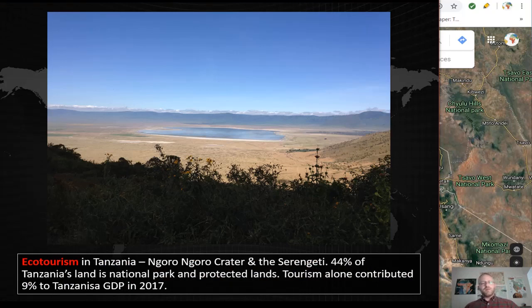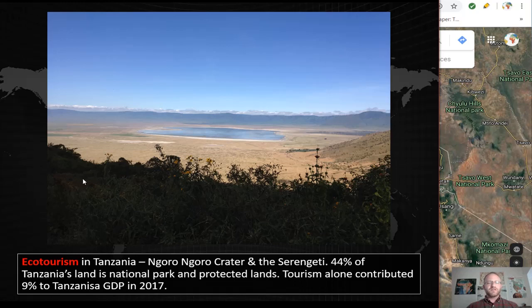Now the beautiful climate and biodiversity in Sub-Saharan Africa has resulted in the growth of ecotourism. Ecotourism is essentially tourism directed toward exotic, often threatened natural environments intended to support conservation efforts and observe wildlife. Now this picture shows Ngorongoro Crater in Tanzania. It attracts thousands of tourists each year. As of 2017, tourism alone accounted for 9% of Tanzania's GDP.